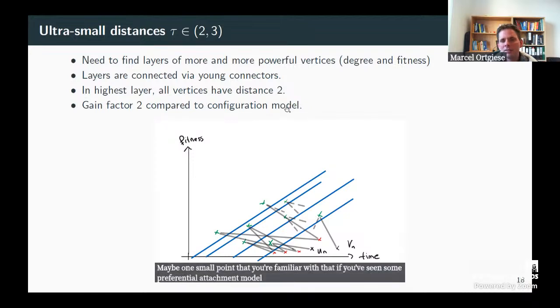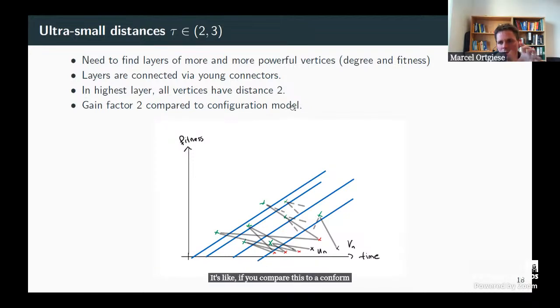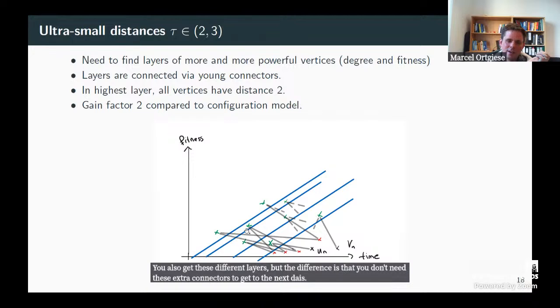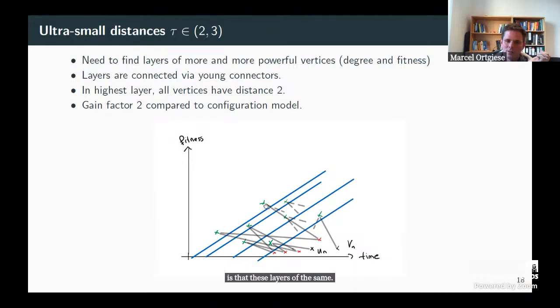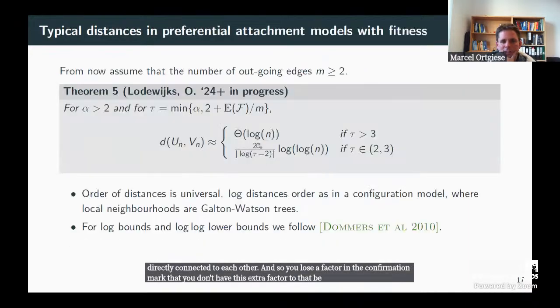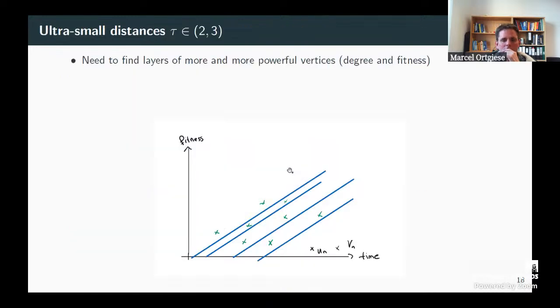If you compare this to a configuration model, so a non-dynamic model, you also get these different layers, but the difference is that you don't need these extra connectors to get to the next layers, these layers are just directly connected to each other. And so you lose a factor in the configuration model, you don't have this extra factor 2 that we have here. Cool.